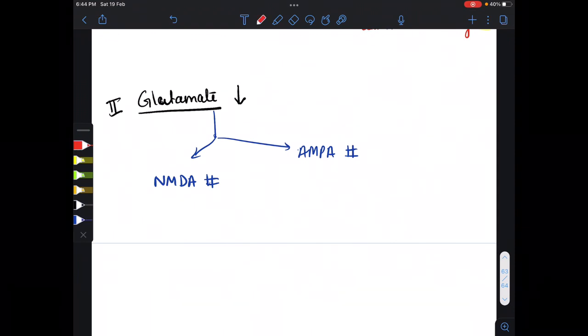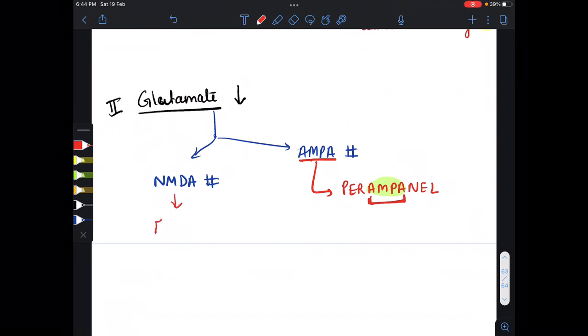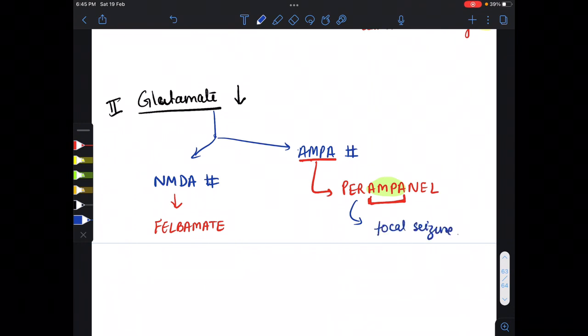For the AMPA blocker, we have the drug in which AMPA is there, that is perampanel. So in perampanel, AMPA is there, which represents that it is an AMPA blocker. Perampanel is also indicated in focal seizure. For the NMDA blocker, we have the drug felbamate. Felbamate causes the side effect of bone marrow suppression.